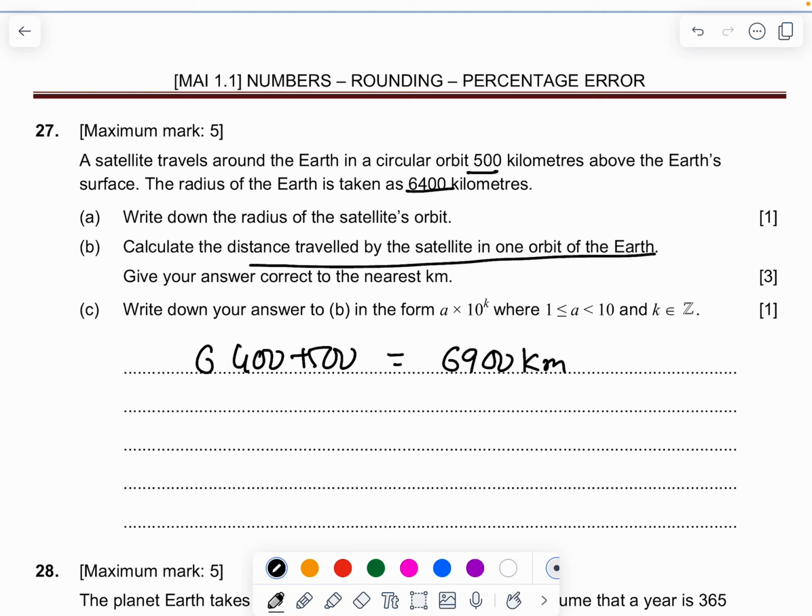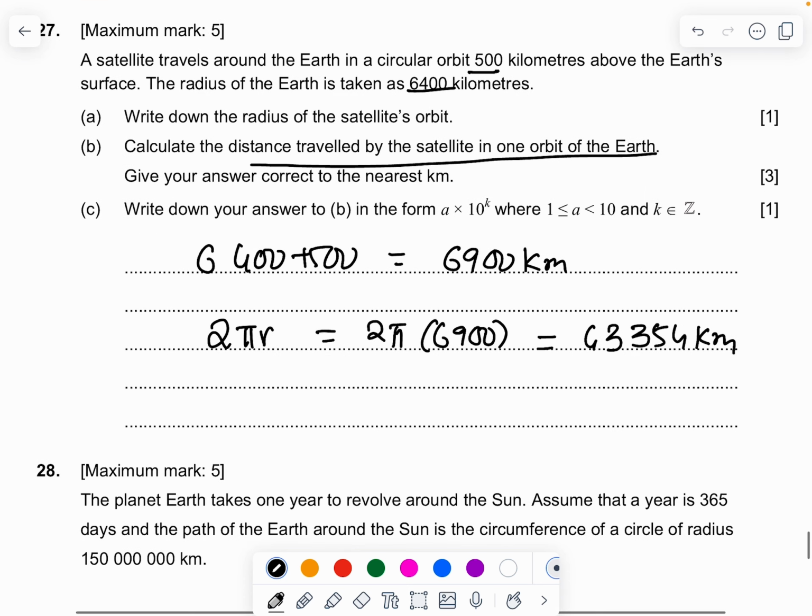Calculate the distance traveled by the satellite in one orbit, 2 pi r. Because it is a circle, 2 pi r, 2 times pi times 6,900. You will be getting 43,354. Write down this answer in the standard form, 4.3354 times 10 power 4.